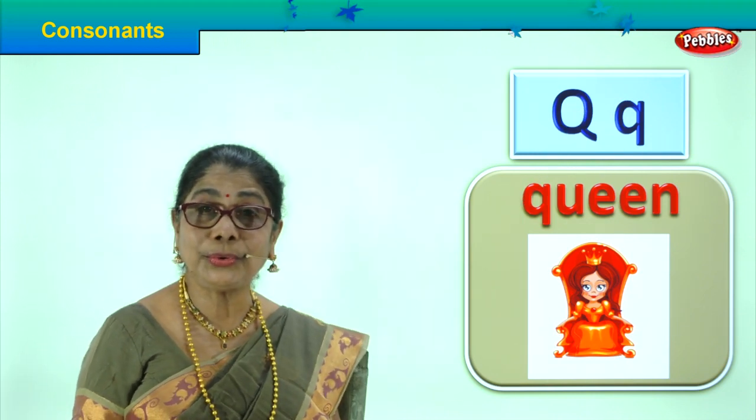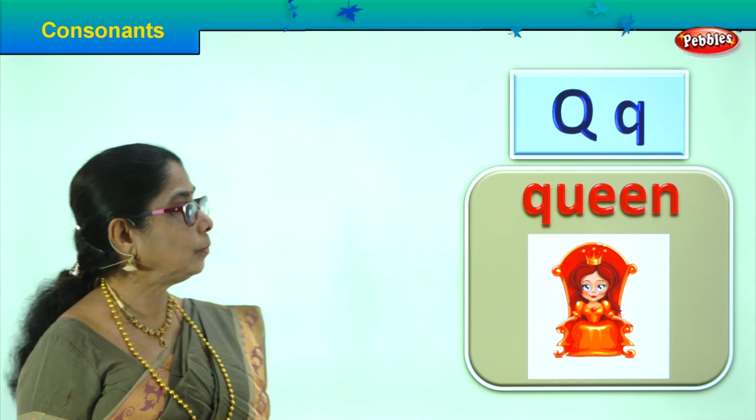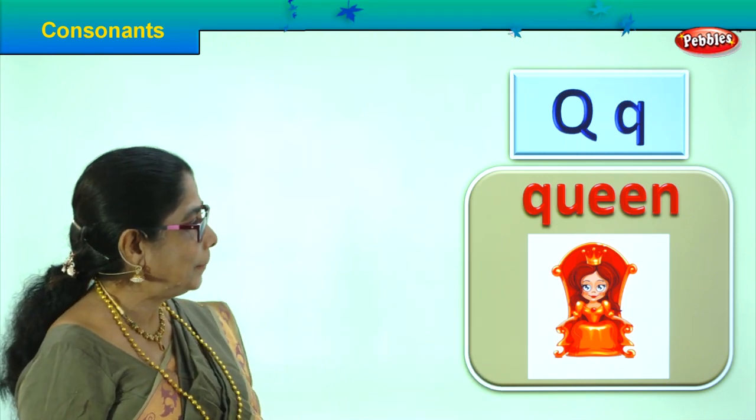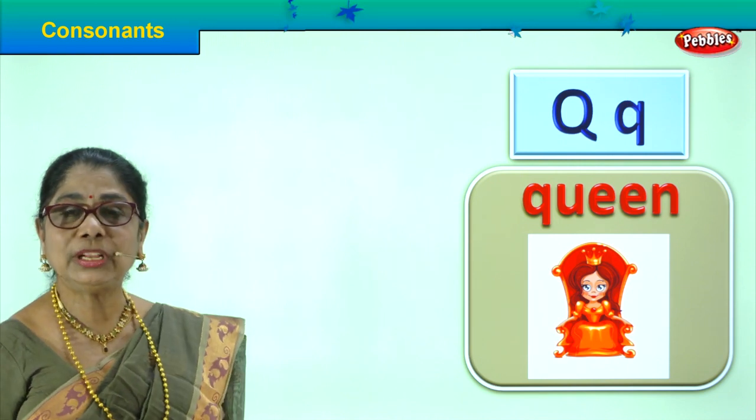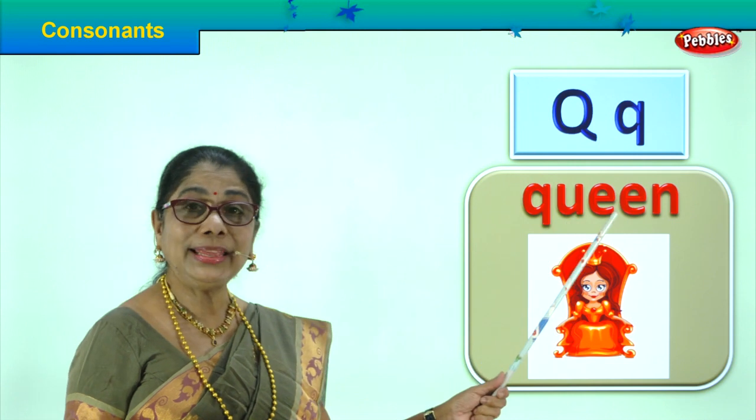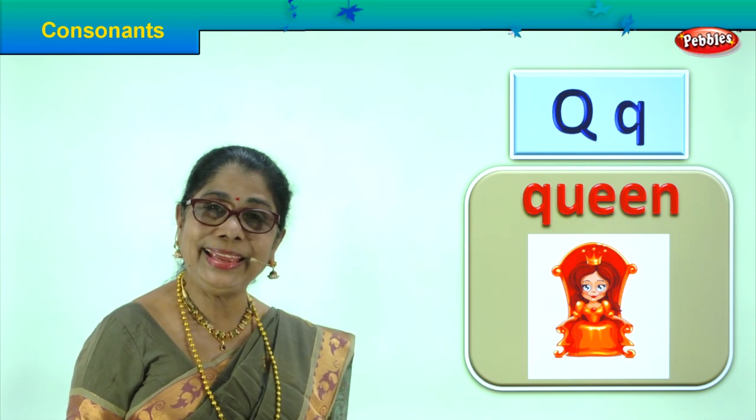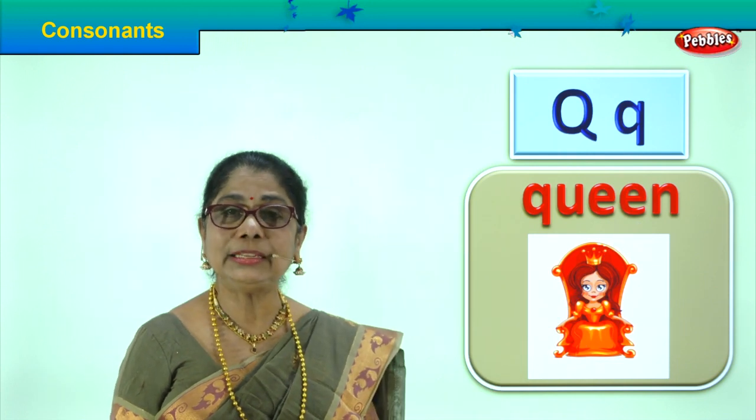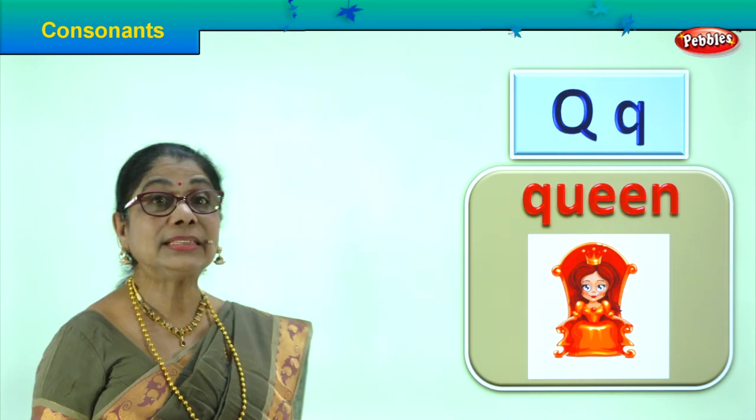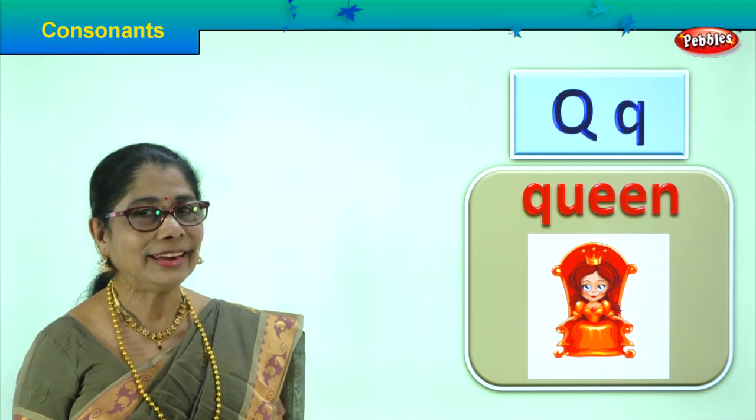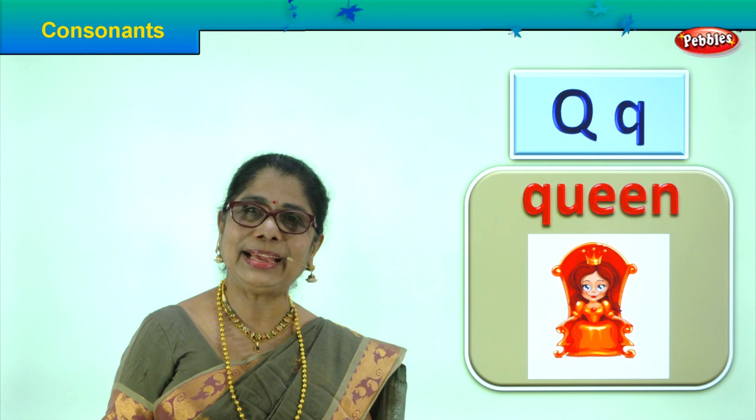Let's take another picture now. Q. What is the sound of Q? Qua. Queen. Here is a beautiful, pretty queen sitting on the throne. Spell queen. The word queen begins with the consonant Q, sound qua. Queen. Good.